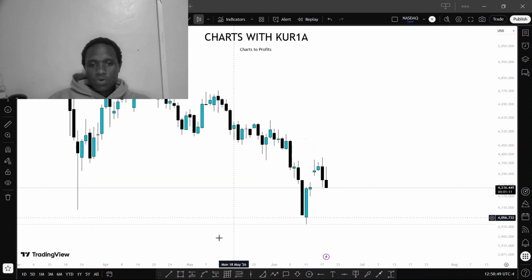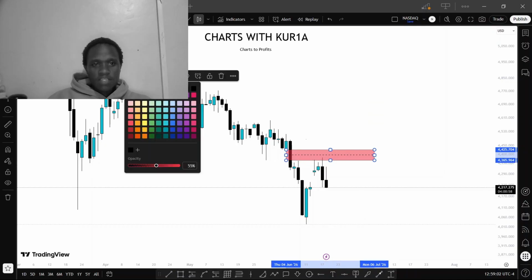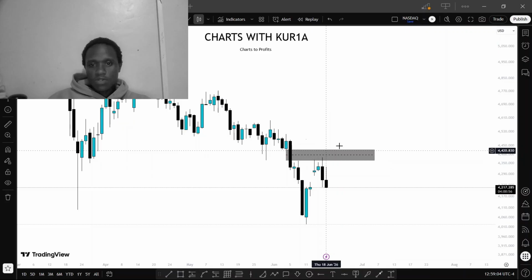So we had this daily fair value gap right here, and then you can see how price has been reacting from that. That becomes a very important level that you need to watch on the daily chart. I saw that Monday we tapped into that area, the discount side of that fair value gap, and then we retraced back to the downside.